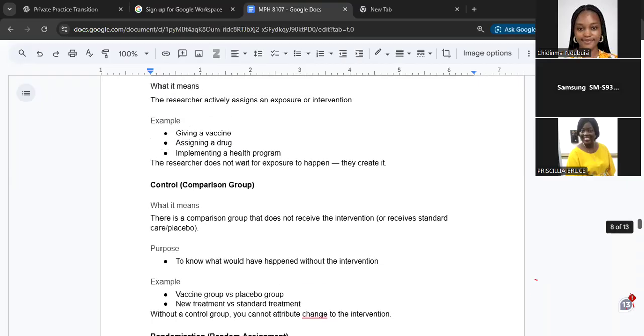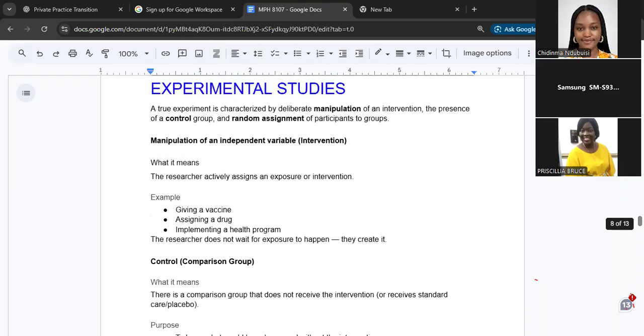Then the third thing we said must be present is randomization. Randomization means when it is time to select who is going to get the intervention versus who will not get the intervention, you are not going to do it based on how you want to do it. It's going to be random. So if there are 100 participants in a study, you give each of them serial numbers. You can use some of these apps or software to generate random numbers, and the software will tell you that number 5, number this, number that should be the ones to receive the intervention, and then number this should not receive the intervention.